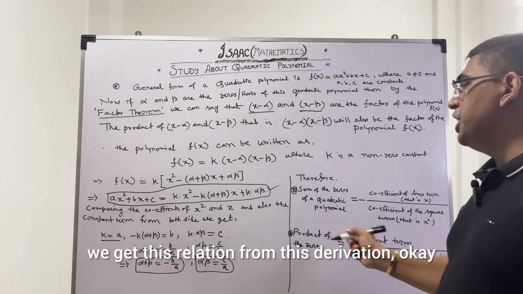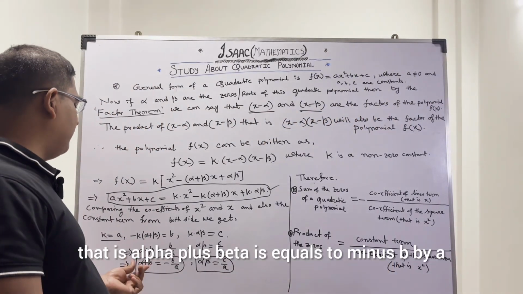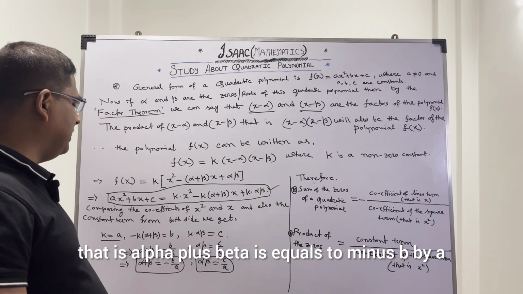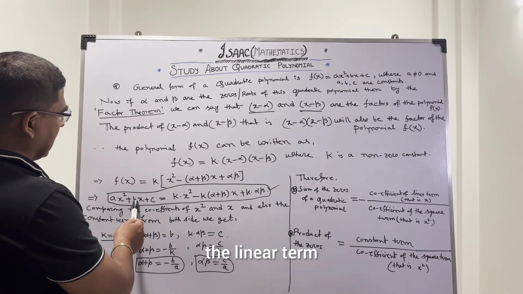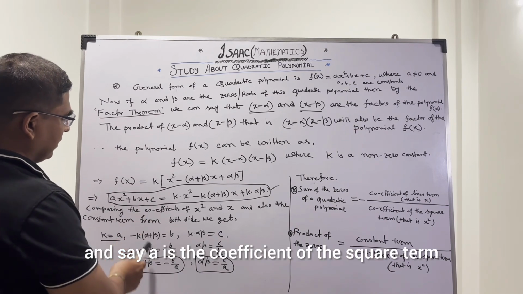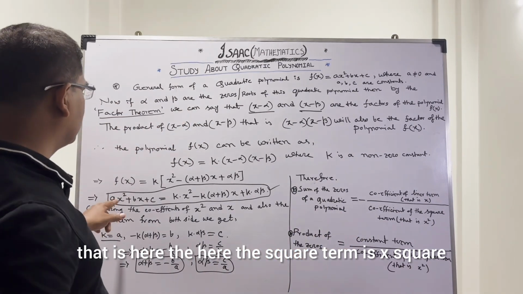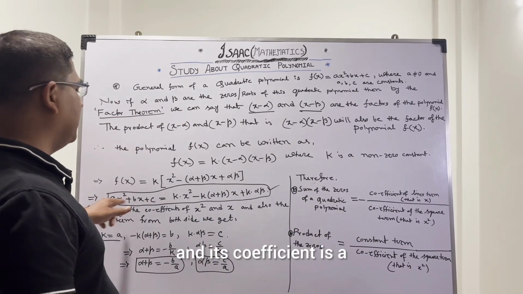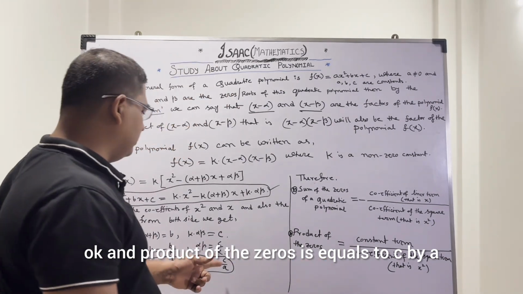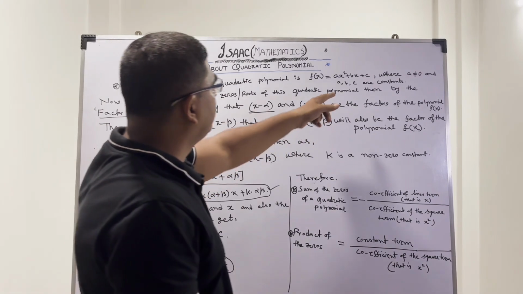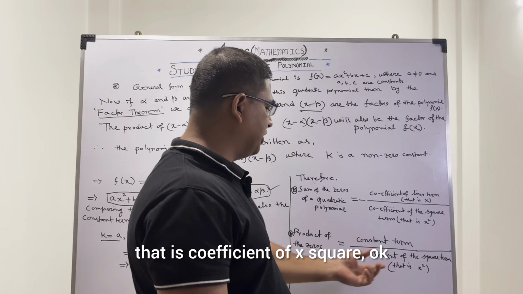We get this relation from this derivation. That means the sum of the zeros, that is alpha plus beta, is equal to minus b by a, where b is the coefficient of the linear term, that is the coefficient of x, and a is the coefficient of the square term. Here the square term is x square and its coefficient is a. And the product of the zeros is equal to c by a. C means the constant term and a means the coefficient of the square term, that is the coefficient of x square.